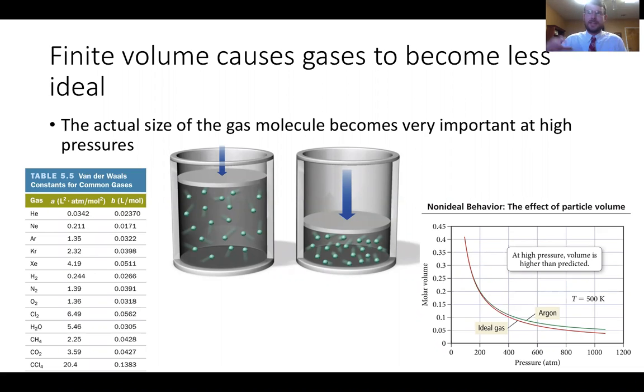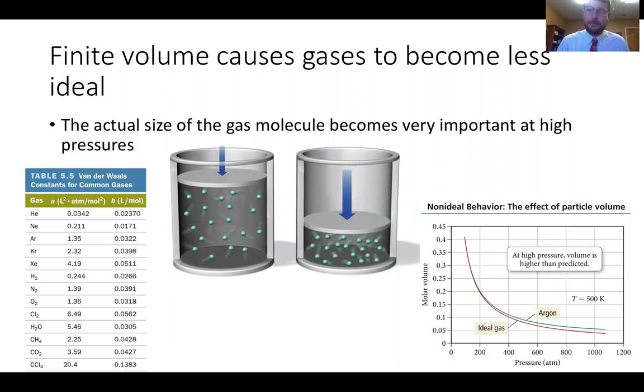So if we were to compress a gas down to very, very small volumes, which would be very, very high pressures, the actual size of a molecule is important. The reason is that there are things called van der Waals interactions. You will learn about these in general chemistry too if you stay on. They're transient interactions that occur. On this graph, the red is an ideal gas, the green is argon. At very, very high pressures, it starts to deviate from an ideal gas because of the molecular interactions.